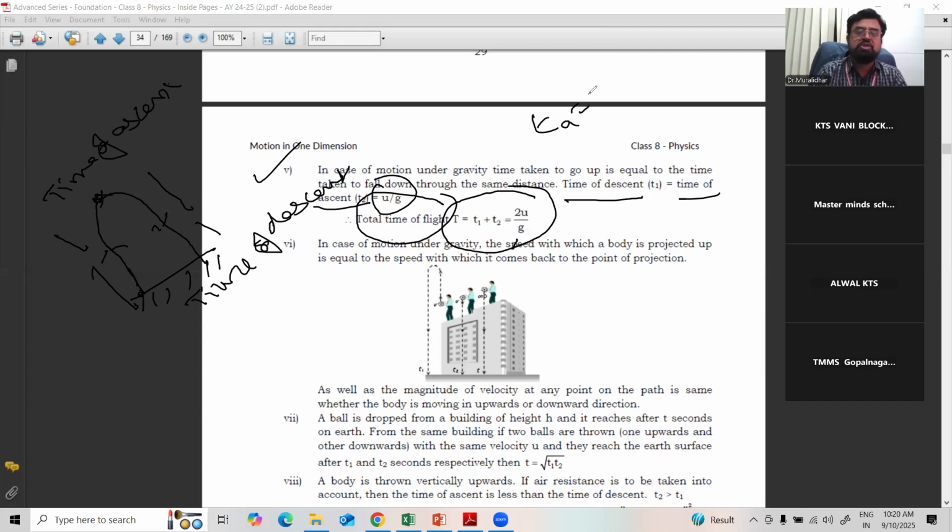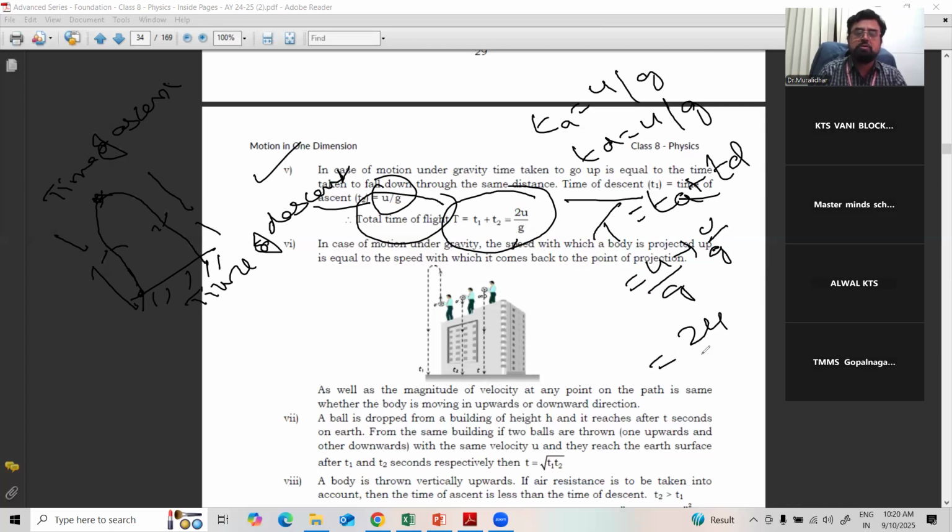So time of ascent is equal to u by g. Time of descent is equal to u by g. So time of flight is nothing but time of ascent plus time of descent. That is u by g plus u by g, that is 2u by g. That is your time of flight, the time for which the body is in air. When you throw any body upwards, it takes some time to go up, and again comes down. Whatever time it takes to go up, the same time it will take to come down. Both are the same. That is called time of flight.